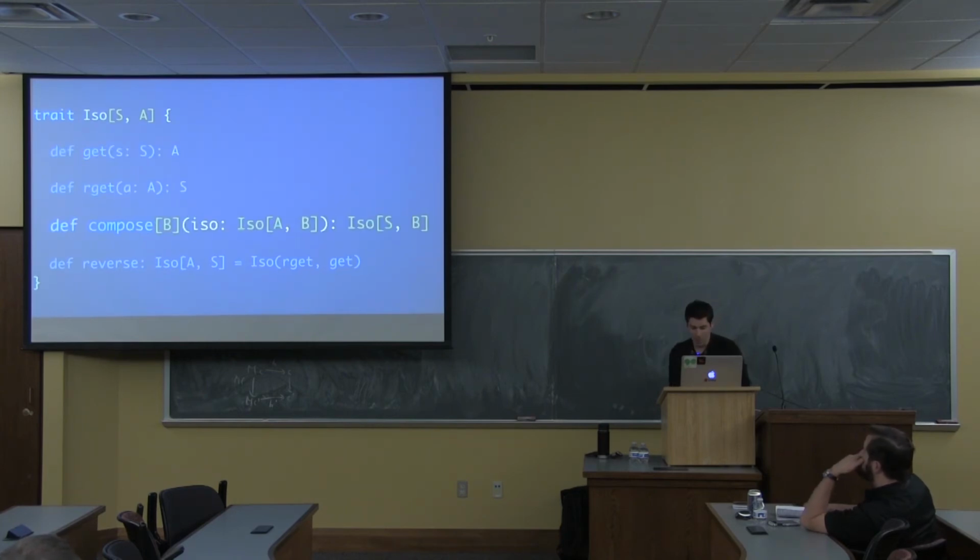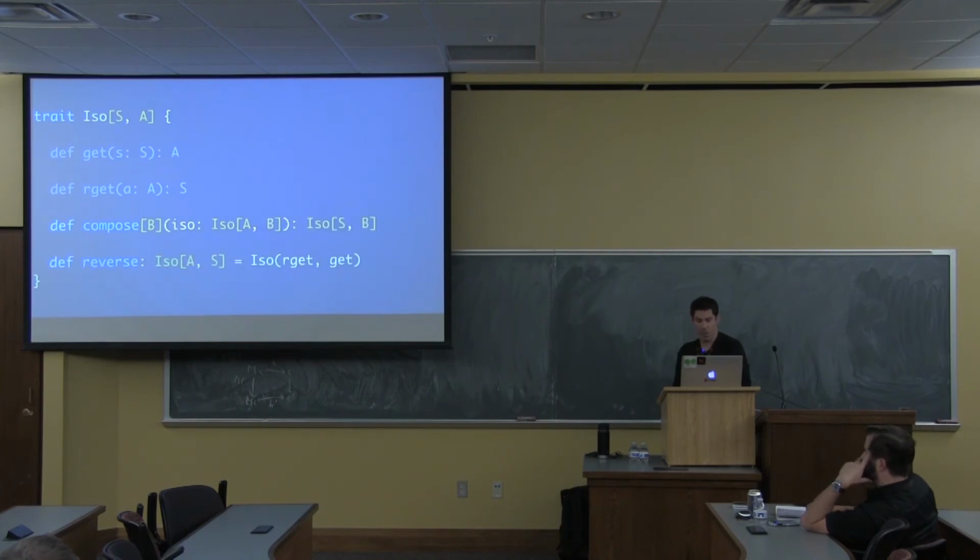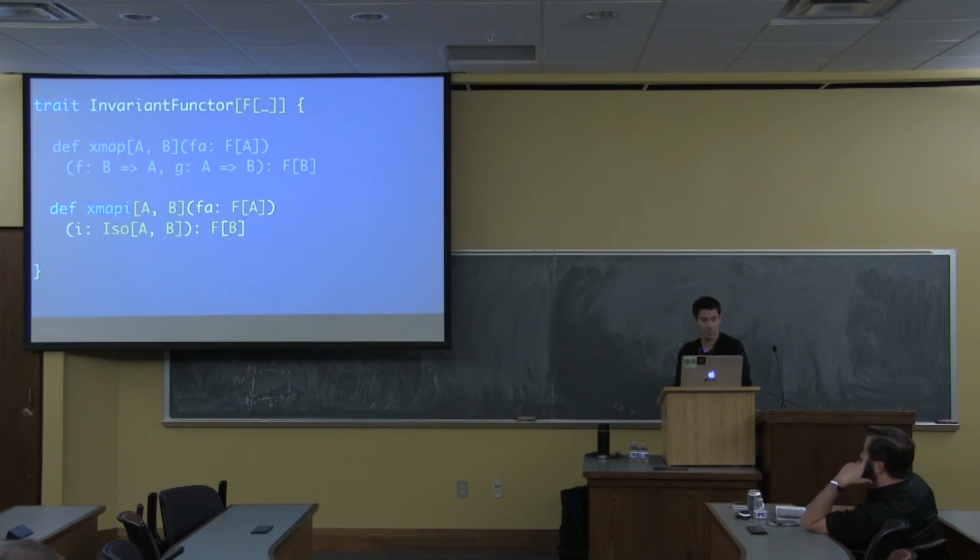This is more interesting. We can compose Isos. We kind of know this, but if we have a way to get from an S to an A, and we have a way to get from an A to a B, that means we can get from an S to a B, and it means we can go from a B to an S. And we can flip it, right? So these are some basic ideas on this concept called Iso.